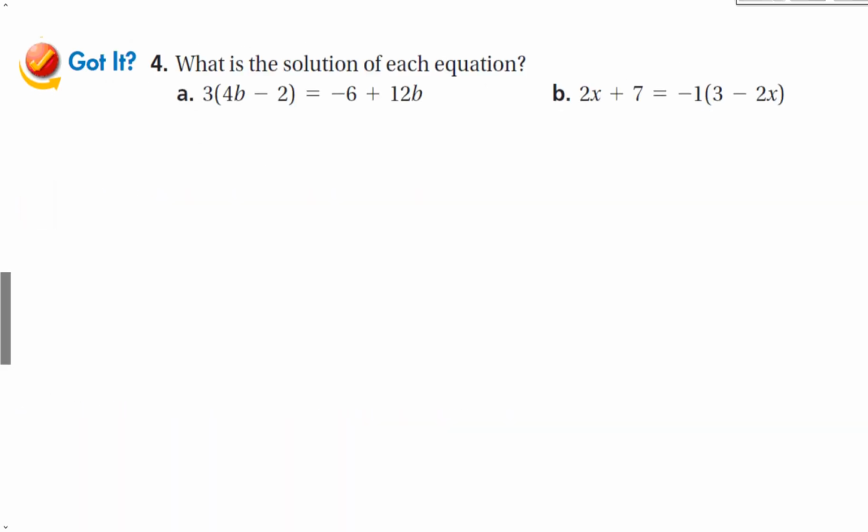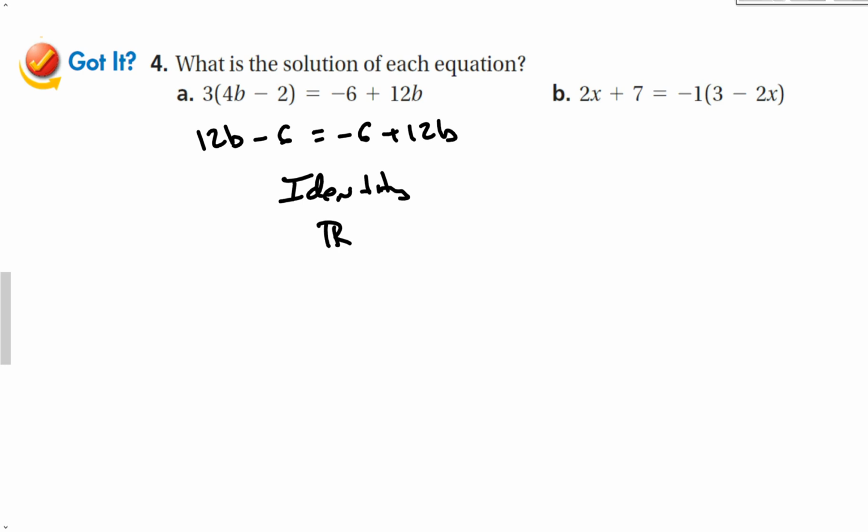Let's try some guided problems. 12b minus 6 is equal to negative 6 plus 12b. I should be able to tell that this is the commutative property and they are the same thing. So my solution, this is an identity. The solution is all real numbers.